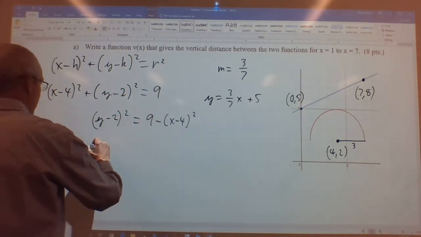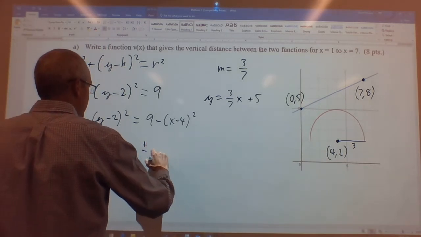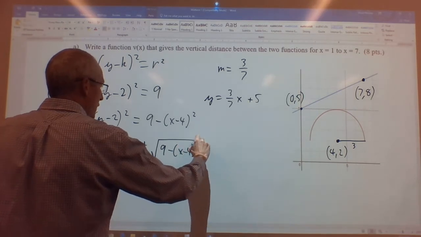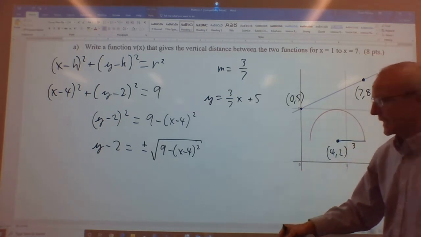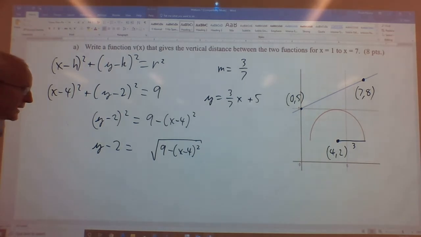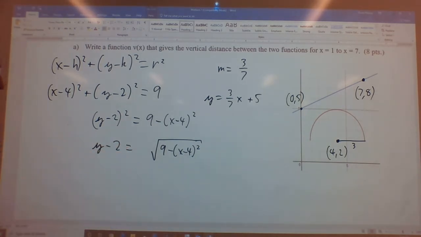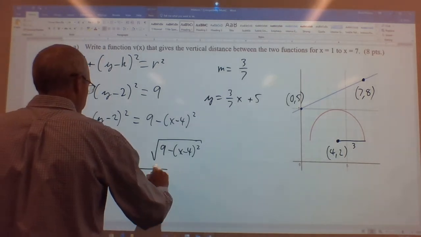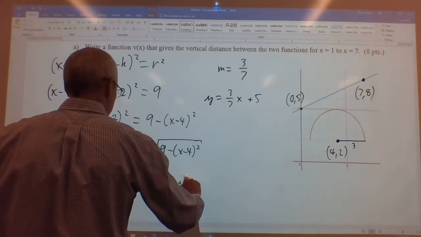Take the square root of both sides. y minus 2 is equal to plus or minus the square root of 9 minus x minus 4 squared. We want the top half of the semicircle, so we take the plus sign. So we're going to take the positive one. There we go, that's the top half. If it was the bottom half, we'd have taken the negative one. Now you just put the 2 over there. So y is equal to the square root of 9 minus x minus 4 squared plus 2.